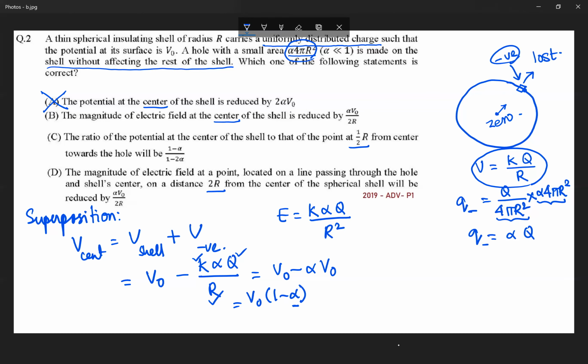Is this equal to alpha V0 by 2R? No, because if we write in terms of V0, this is alpha divided by R into V0. It's not alpha V0 by 2R. So option B is also wrong.